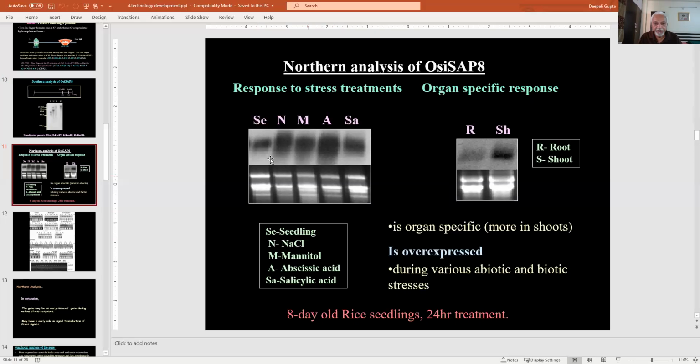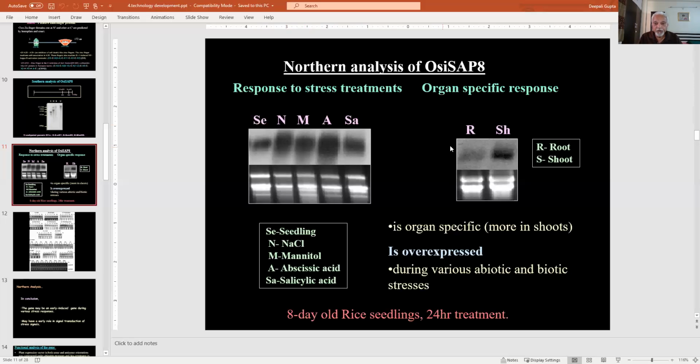What happens? If you see here, this is the control plant grown under normal conditions. And when the seedlings are grown under high salinity, you can see a lot of transcripts getting accumulated in presence of sodium chloride, mannitol, abscisic acid, and also salicylic acid. So it means this gene is overexpressing itself when plant is exposed to different stress conditions. Okay, so that's one part. So it means that the gene is differentially expressing.